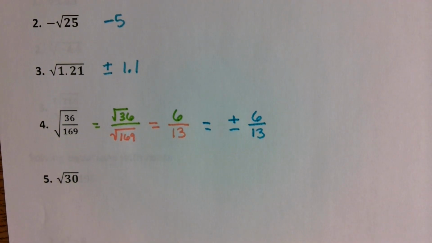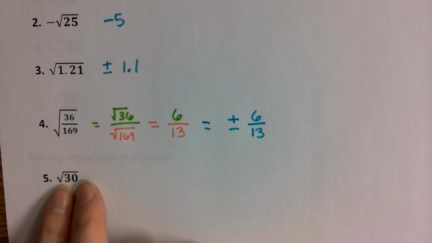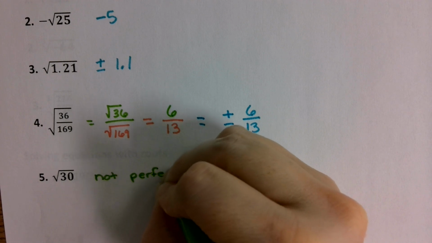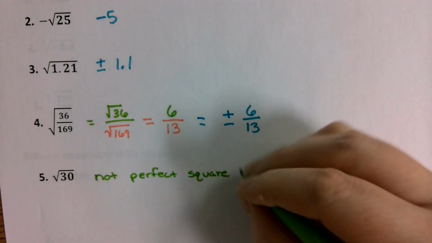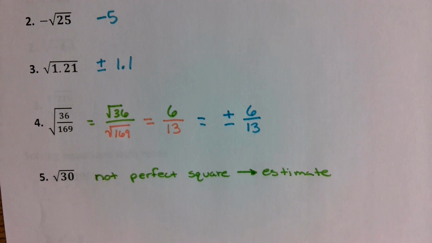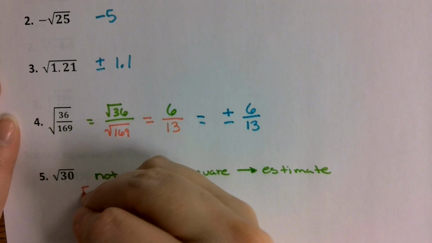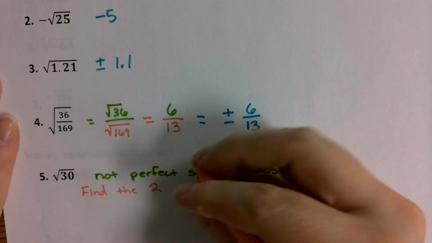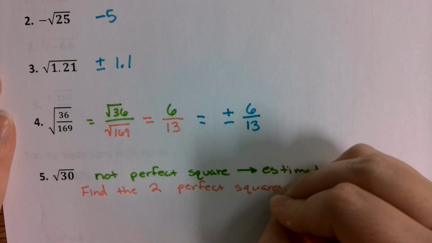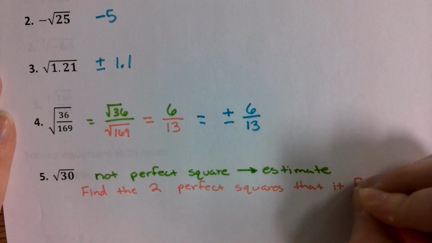Now, square root of 30 happens to be an irrational number, but what we're going to do in this situation is we're going to estimate the value. And to estimate the value, we have to identify what perfect squares happen to be surrounding the square root of 30. So I'm going to write this down, that this is not a perfect square. And since it's not a perfect square, we're going to go ahead and estimate because we're not using calculators. So to estimate it, what you're going to do is find the two perfect squares that it falls between.